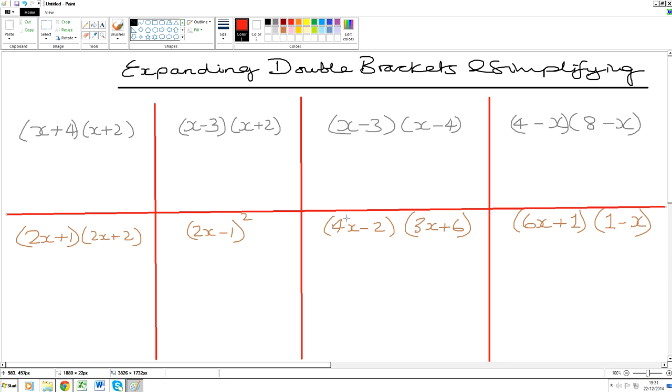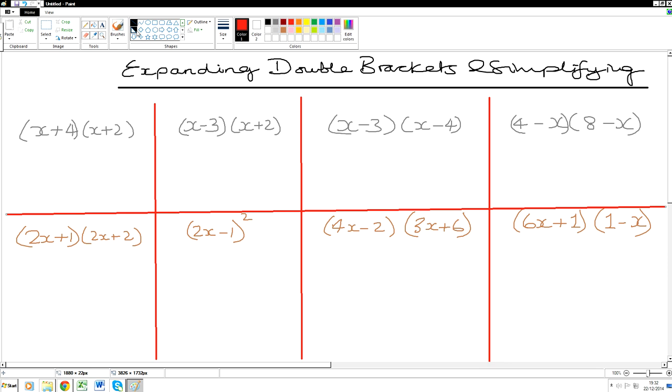Welcome back. We're looking today at expanding double brackets and simplifying them. So this is an algebraic topic. We're looking at double brackets and all the different variations of the signs, with just x's in them, with squares in them, with 6x's and 3x's and numbers back to front. Let's have a look at how we're going to do these questions today. Okay, let's start with the first question now.